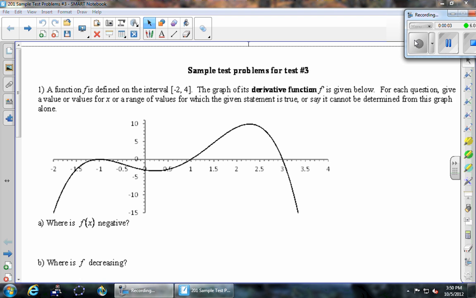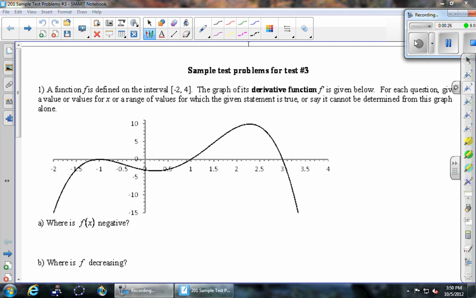This is problem number 1 on the sample test problems for test number 3. The function f is defined on the interval [-2, 4]. The graph of its derivative function, f prime, is given below. For each question, give a value or values for x or a range of values for which the given statement is true, or say it cannot be determined from this graph alone. Where is f of x negative?